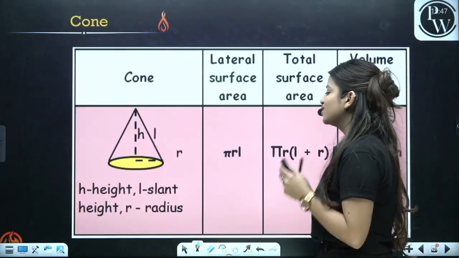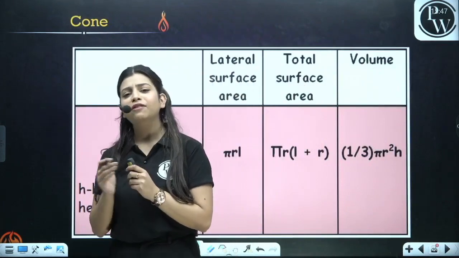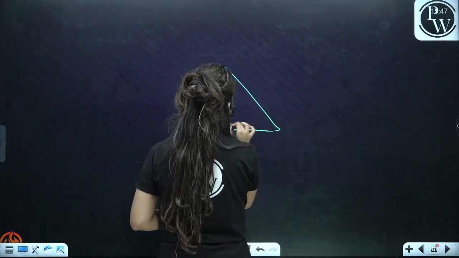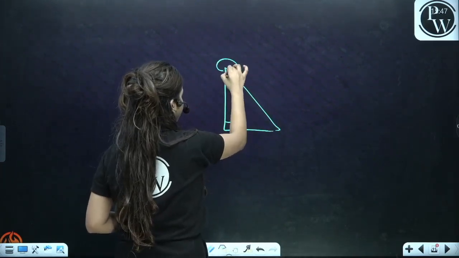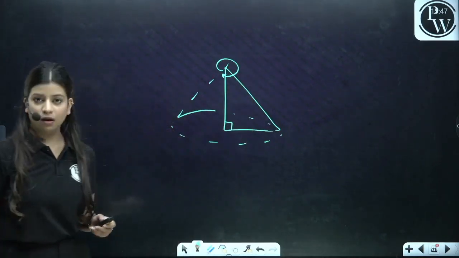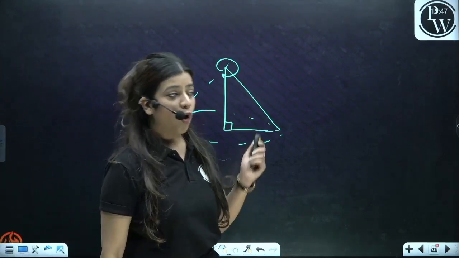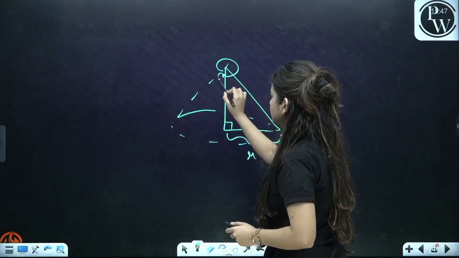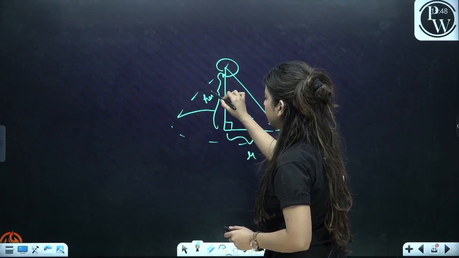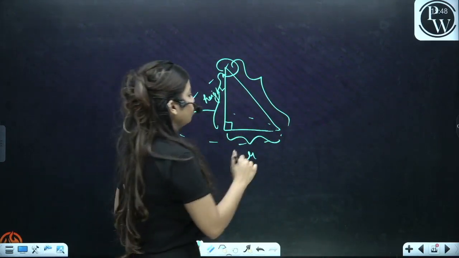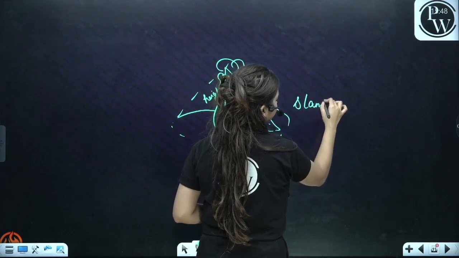Alright, so now let's talk about the cone. Now, how is a cone formed? If I have a right angle triangle and if I rotate it holding this particular side, this will form an imaginary cone sort of structure, right? So this is how a cone is formed. So basically a cone has three parts. This will be termed as the radius. This will be termed as the height of the cone. But this slant portion, which is the hypotenuse in your right angle triangle, will turn out to be what? The slant height, which is denoted by the letter L.